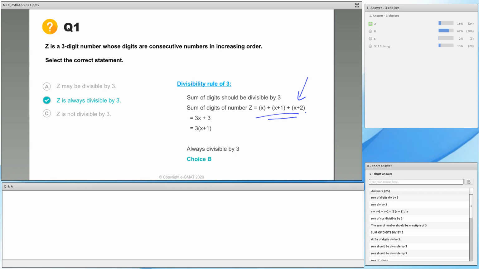When you sum it up, you get 3x plus 3, right? Or in other words, 3 into something, 3 into some a or b, whatever it is. Or in other words, that sum of digits is always divisible by 3.